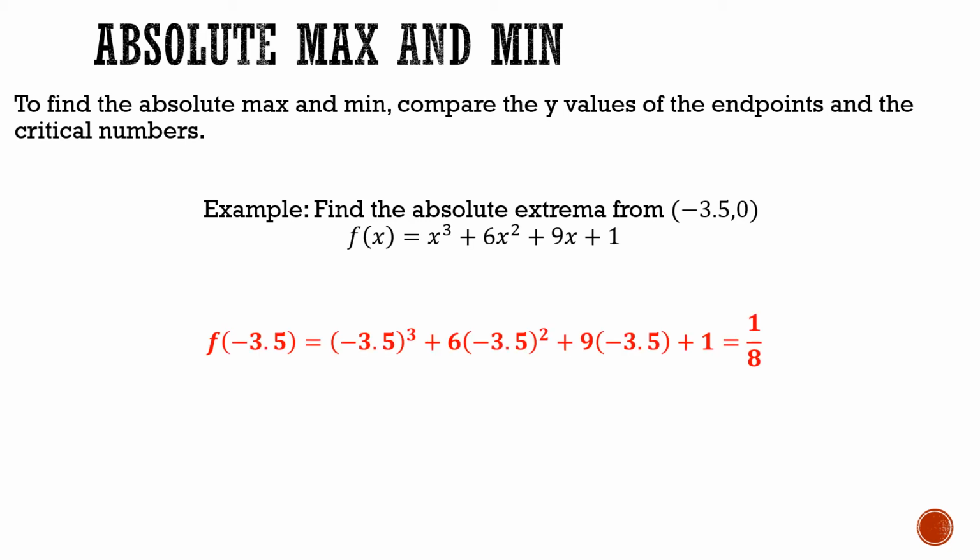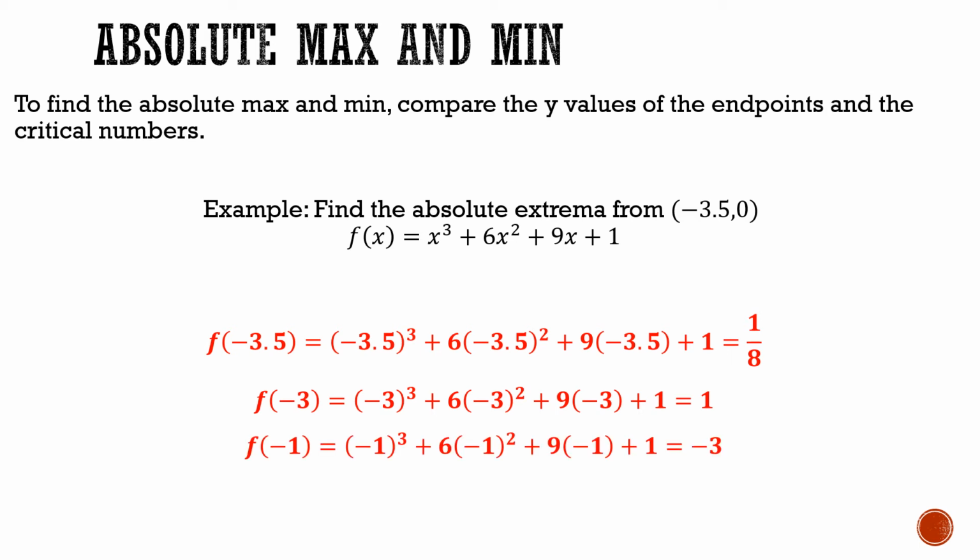So I'm going to start with the leftmost endpoint, and I'm going to find f of negative 3. Again, I'm plugging into the original function, and when I plug that in, I get 1/8. Next, I'm going to find f of my leftmost critical point. So f of negative 3, plug that in, and I get that equals 1. Next, I'm going to find my rightmost critical point, which was f of negative 1. Plug that into my original function, I get negative 3. And lastly, I'm going to plug in my last endpoint, which was 0, and so I get f of 0, which is 1.